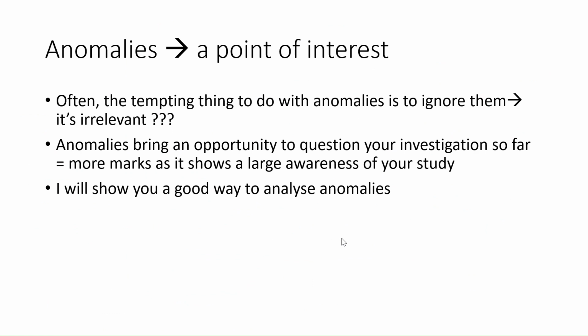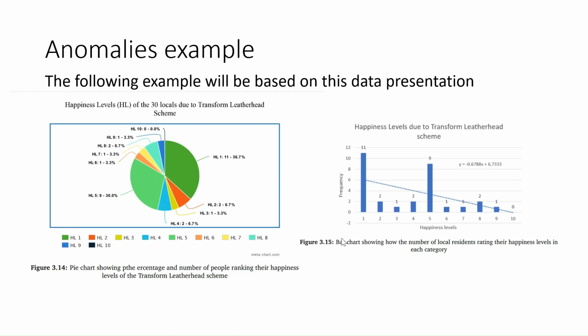All right, moving on, we're going to talk about anomalies, which is a high point of interest. A tempting thing to do with anomalies is to just ignore them, since they're irrelevant to your investigation and don't back up your point, which is a terrible thing to do. It's not good practice. What you should be doing instead is thinking that anomalies bring an opportunity to question your investigation, and this will give you more marks, as it shows a large awareness of your study. I'll show you some good ways to analyze anomalies. My examples will be based on these two graphs.